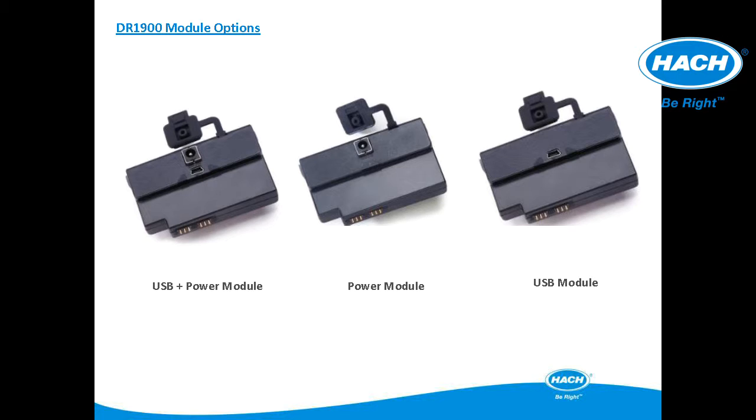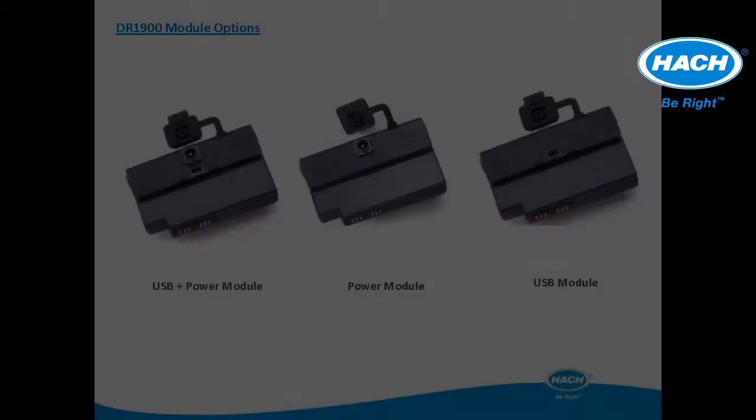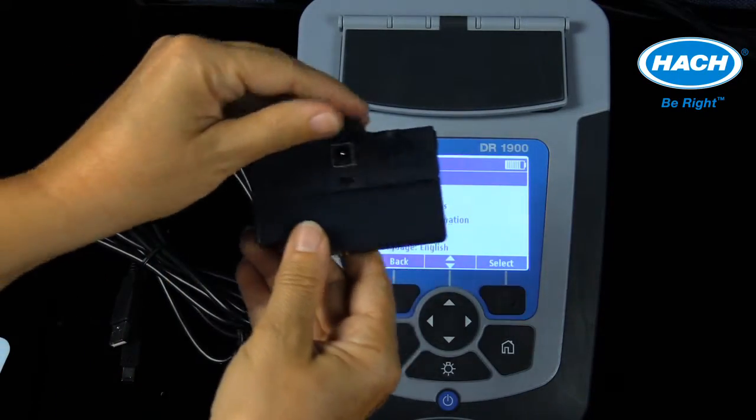This software update can be performed easily with the purchase of a module accessory that includes a USB port and a PC. The PC will need access to the Hach.com website to download the latest software version.